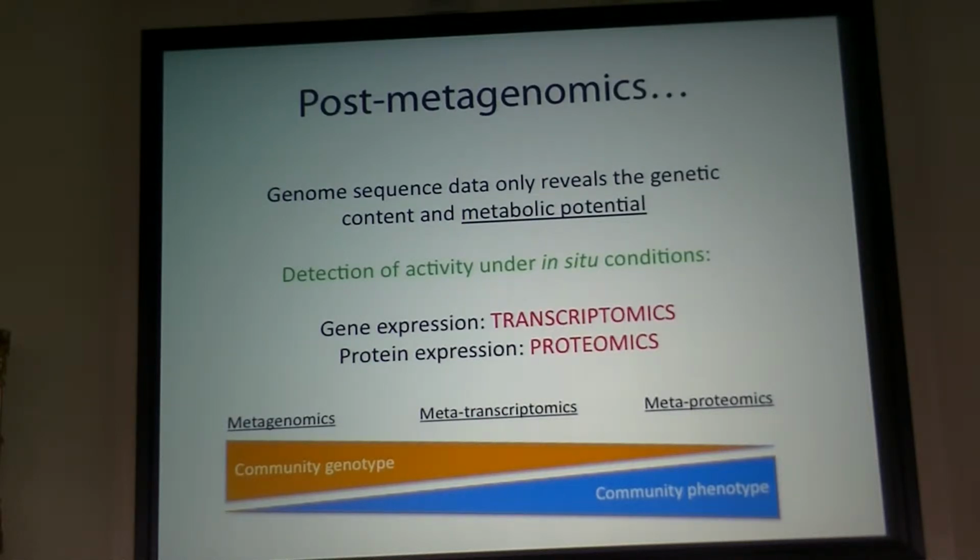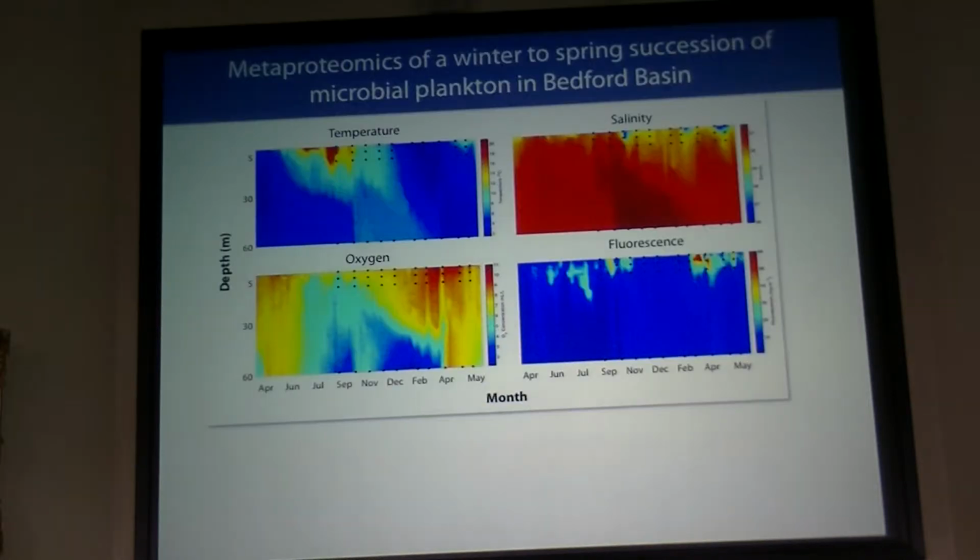And the way I like to think about this is metagenomes tell us about community genotype, and then as we move through the central dogma of biology to metatranscriptomics, metaproteomics, we're getting more information on the actual phenotype of these organisms, right? Because we're looking not just at the genes, but the actual proteins that are expressed under some set environmental conditions. And so in the last 2 years or so, I guess, we've started using metaproteomics to look at gene expression patterns of microbial communities in the oceans.